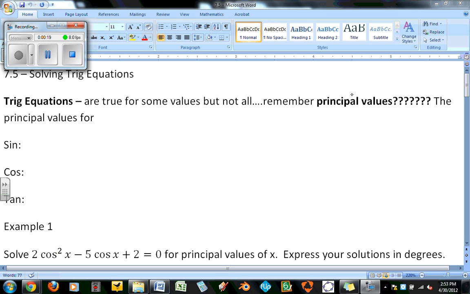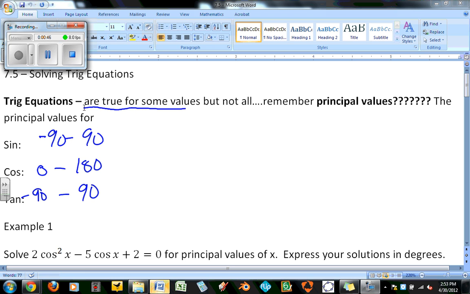Remember our principal values. If they ask for principal values, here's a quick reminder. Sine goes from negative 90 to 90. Cosine goes from 0 to 180, and the tangent's principal values are the same as sine's, so they go negative 90 to 90. Those are the angles we're dealing with when they ask for principal values. Basically, these equations are true for some values, but not all.